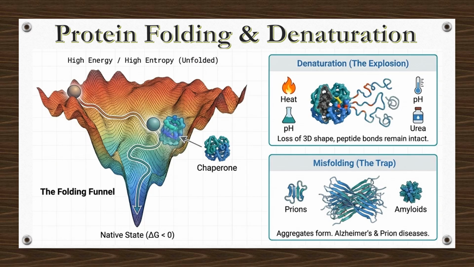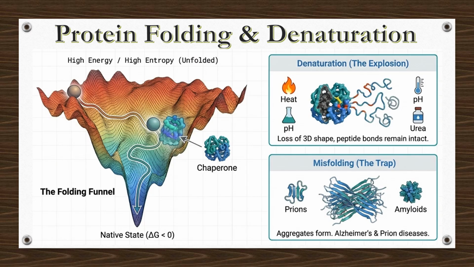Denaturation agents act in different ways. Heat increases molecular motion, breaking weak interactions at high concentration. Unfolded chains aggregate irreversibly, as seen in a cooked egg. Extreme pH alters ionization states, disrupting salt bridges and hydrogen bonds.